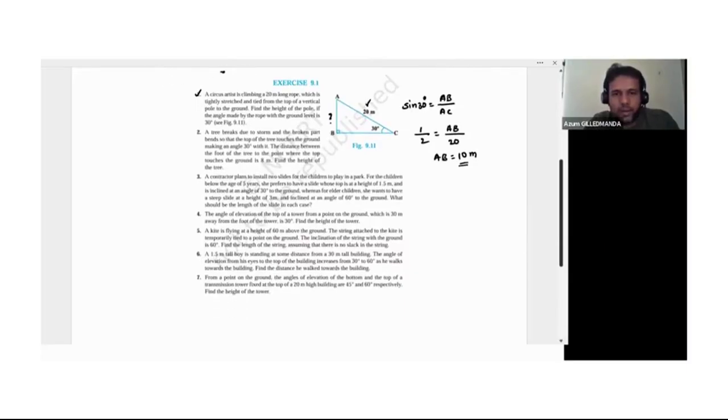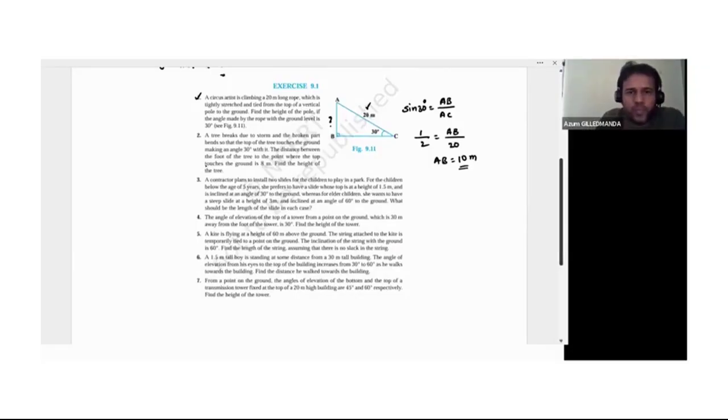Let's see which one we want to do. Let's do the fifth one. A kite is flying at a height of 60 meters above the ground. When we fly kites during our festivals, right? So the kite is flying at a height of 60 meters above the ground level.